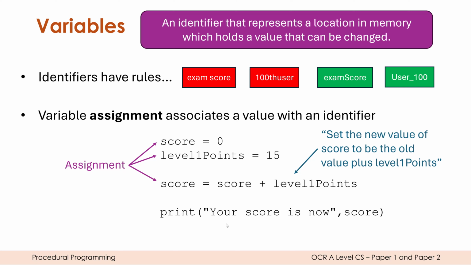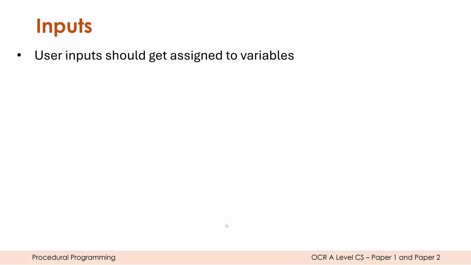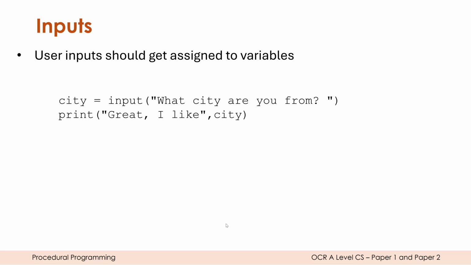I've got a print line there. Print will just be used to output messages on screen to the user. Now we use inputs to get messages from the user. And it's important that we are always assigning user inputs to variables straight away. So here I'm asking the user to enter the city they're in. I am also straight away assigning it to be equal to a variable called city. Then I'm printing what the user typed in. That's how you're meant to do it.